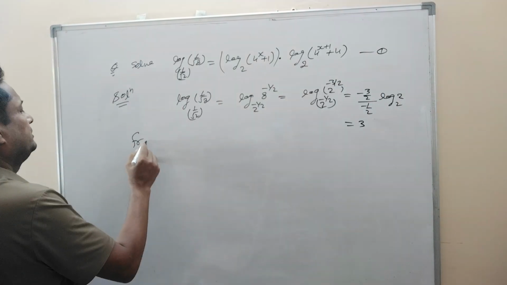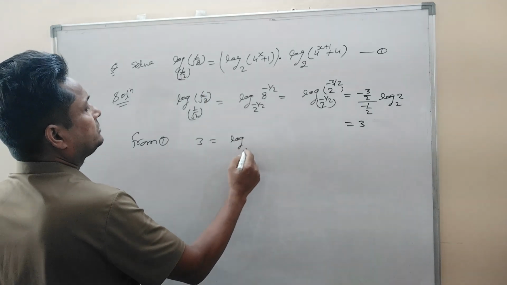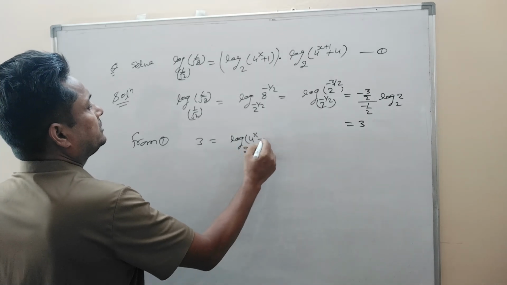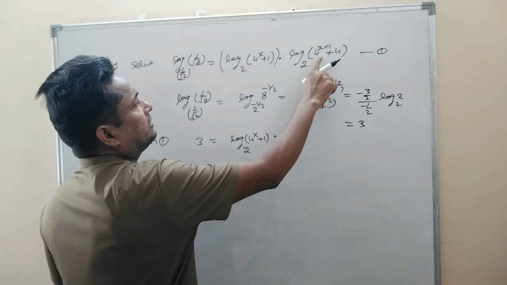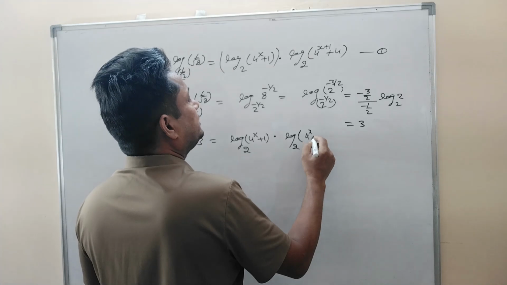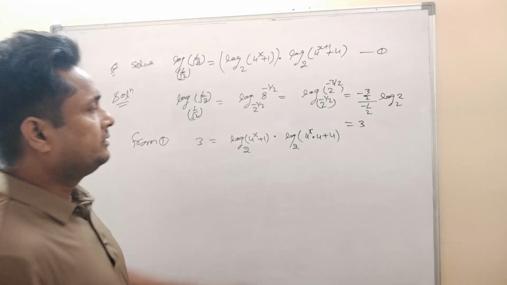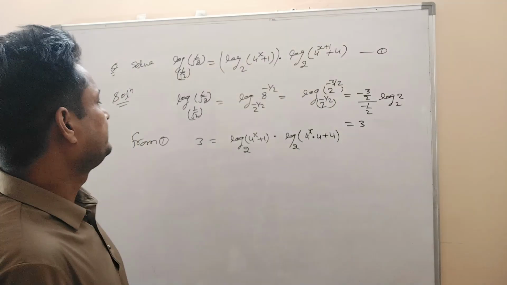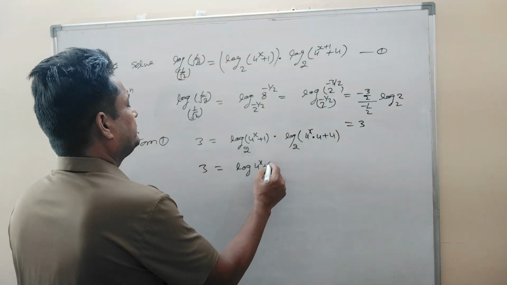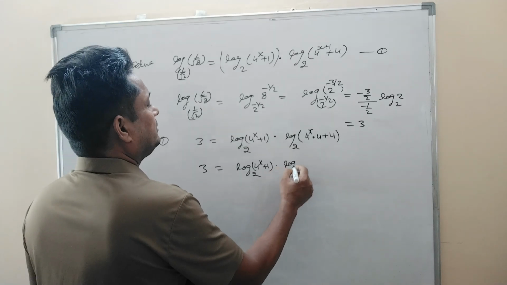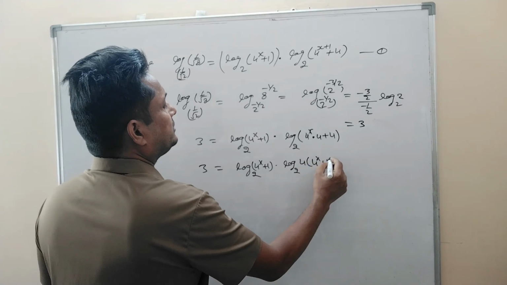So from equation 1, the left hand side is 3, which is equal to 2 log base 2 (4 to the power x plus 1) into log of base 2. This can be written as how much? 4 to the power x into 4 plus 4, right? And 4 can be taken common. So this will be 3 is equal to log of 4 to the power x plus 1 base 2 into log base 2. If you take 4 common, it will be 4 times (4 to the power x plus 1), right?